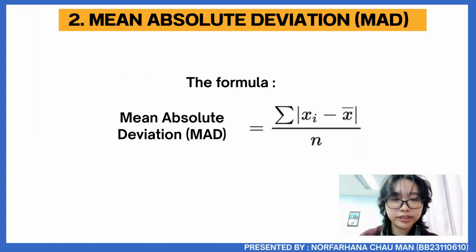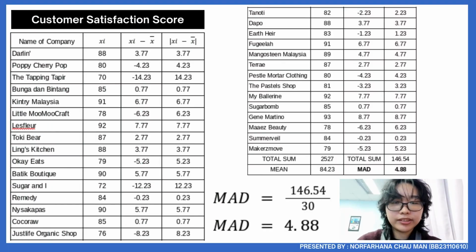Mean absolute deviation, or MAD. To calculate MAD, add up all the distances from the mean, ignoring the minus sign, then divide by the number of data. For customer satisfaction score, the mean is 84.23. So for each company, we calculate how far their value is from the mean. We take the absolute value of each deviation, ignoring all the negative signs. Then we add up all these absolute values, which gives us a total of 146.54. So we divide this by the number of companies, which is 30. So the MAD for customer satisfaction score is 4.88.